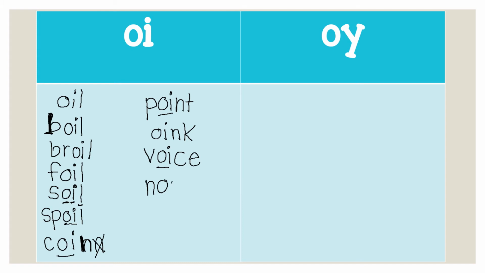Oi, oi. So I'm going to put O-I for noise. Noise sounds like a Z, doesn't it? What letter also makes a Z sound? Yes, there's an S. Noise.